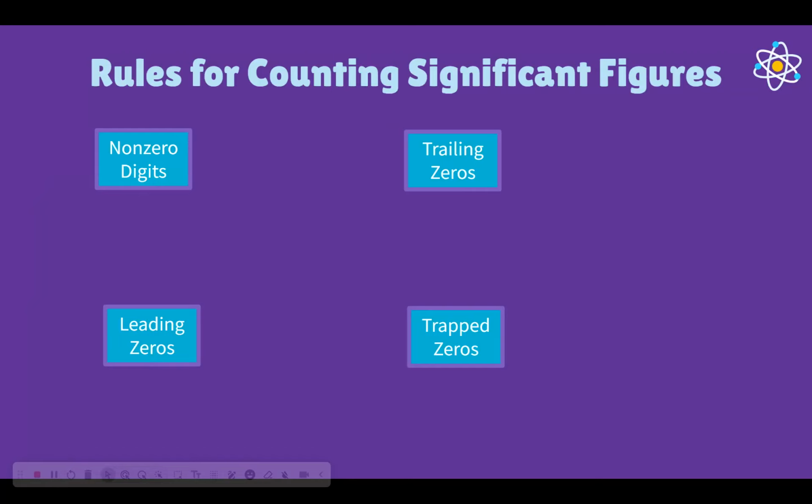So there are some rules for counting significant figures. When we look at a number, we're assuming it's a measurement, and we want to make sure that we're counting the digits that are important and not counting those that are not important. So we've got rules for 4 different things. The first one is relatively easy. All non-zero digits are significant.